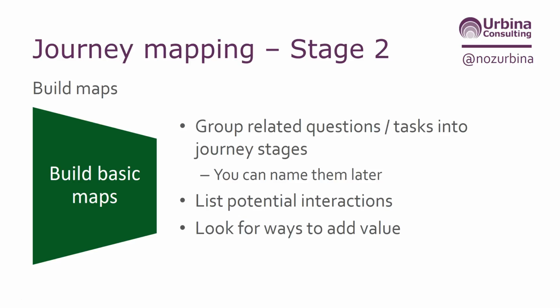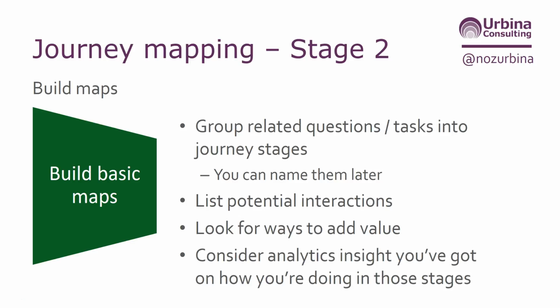When we're building up our basic map, we can already look for ways to add value. So we can think about how this process would play out today with our organization, and how it could play out better. And as I said in the first lecture, almost every time we do a journey map, people start thinking of how they could improve processes. So not only content, but even the basic processes that the company supports and offers as part of its services or products, people start thinking, wow, we could do that better, or that doesn't make sense. So you look for ways to add value to the user's experience, and how that value can also add value back into your business. And we consider analytic insights you've got on how you're doing on those stages.